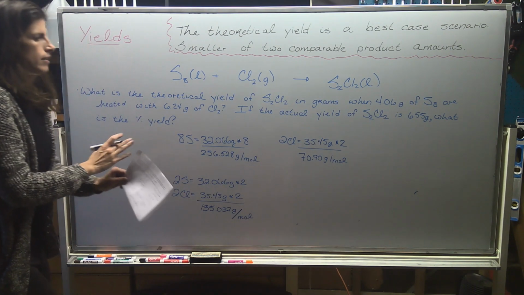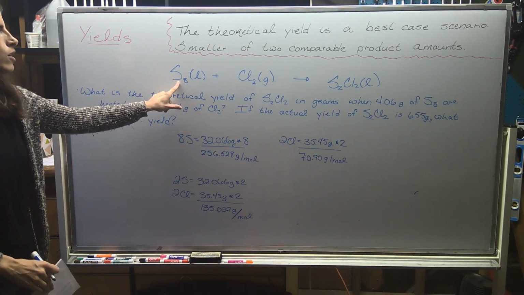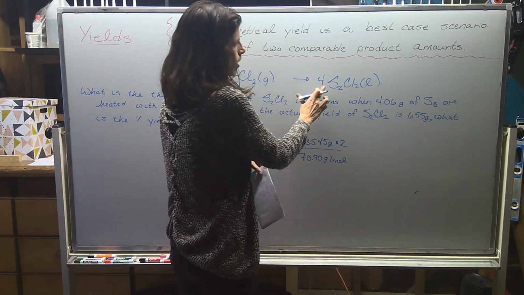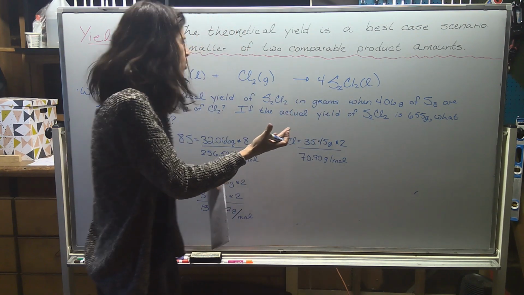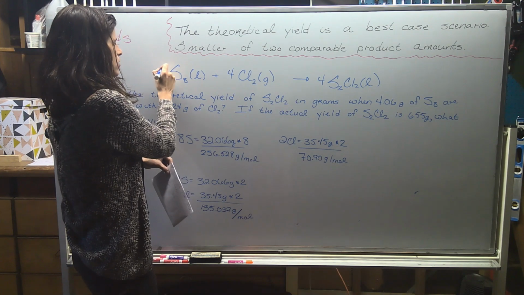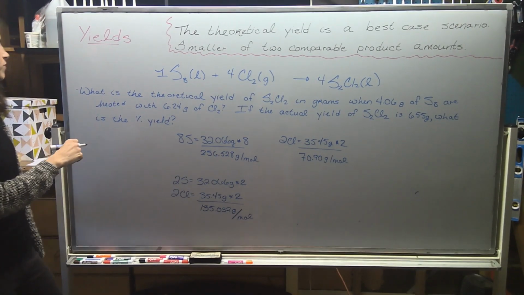At this point, let me balance the equation. I notice that there's an 8 here, so I'm going to fix that first by putting a 4 here. So now I have 4 times 2, I got 8 sulfurs. 4 times 2, I got 8 chlorines. So if I put a 4 here, now 4 times 2 gives me the 8 chlorines. So now it's balanced, and I can start my analysis of the reactants.